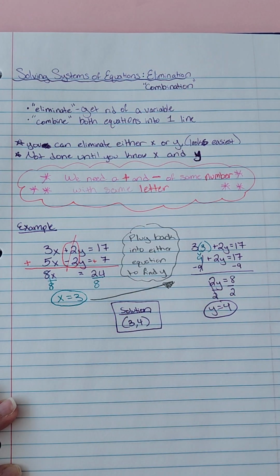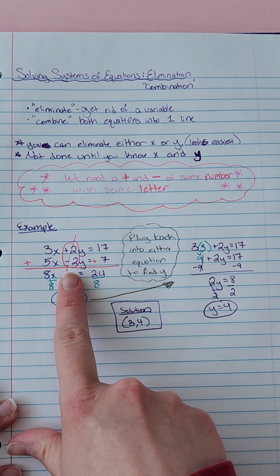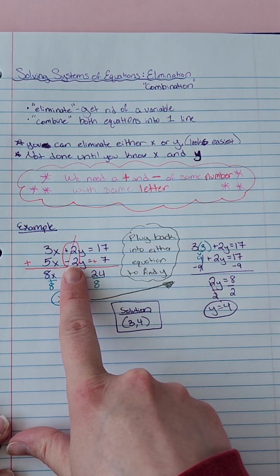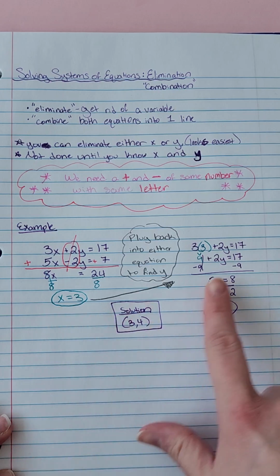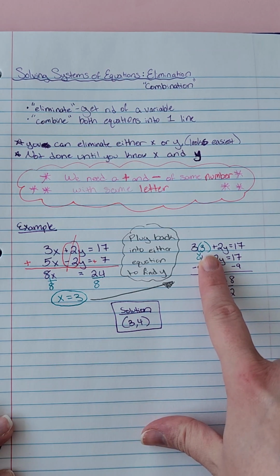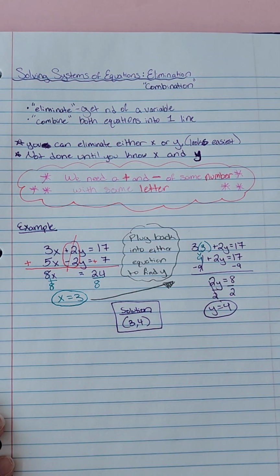Okay, there's our first example there. My y's canceled out because I had a positive and negative of the same thing. I solved for x first, and then I plopped that back into one of the original equations to solve for my y. Let's do one more example here.